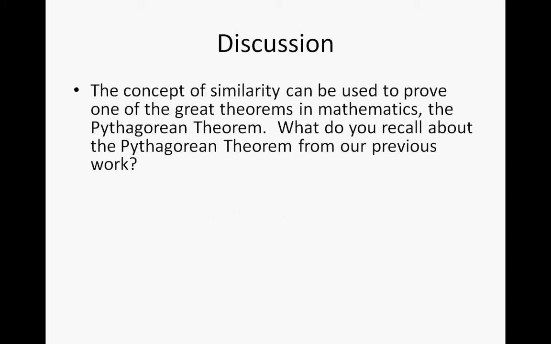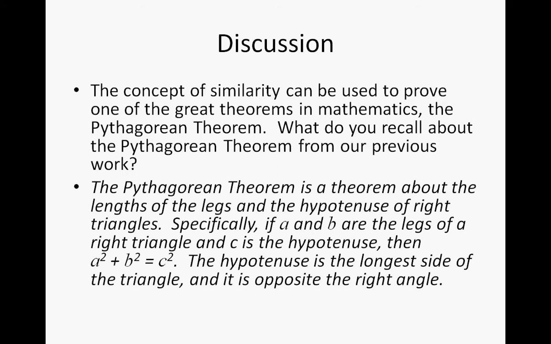So, the concept of similarity can be used to prove one of the greatest theorems in mathematics, the Pythagorean Theorem. What do you recall about the Pythagorean Theorem from our previous work? Well, it's about the lengths of the legs and hypotenuse of right triangles. Specifically, if a and b are legs of the right triangle and c is the hypotenuse, then a squared plus b squared is c squared. The hypotenuse is the longest side of the triangle and it is opposite the right angle.